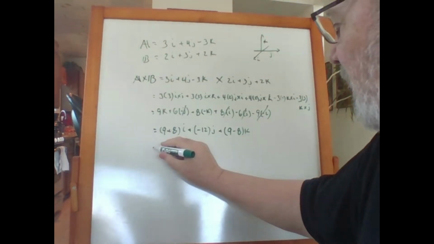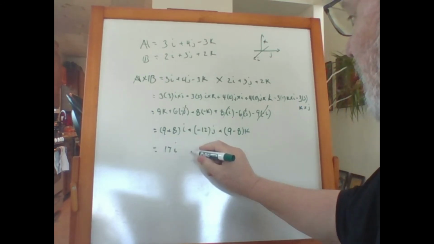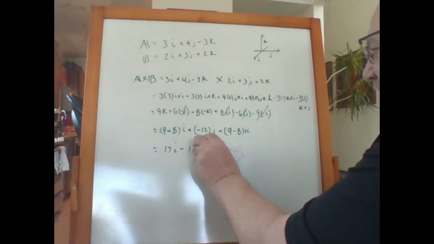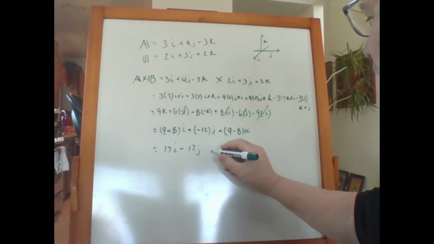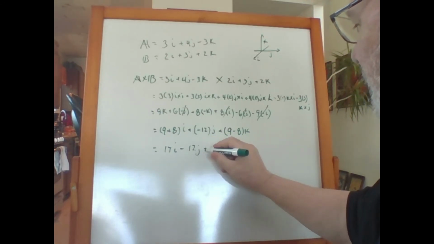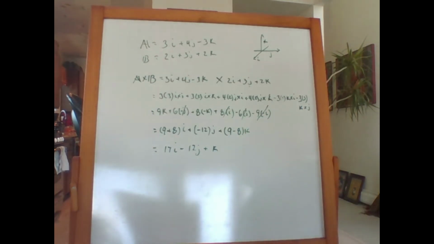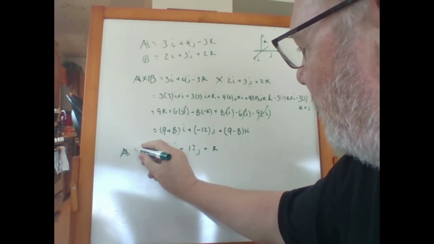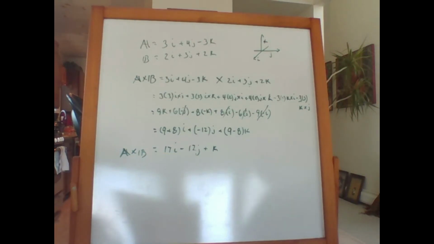And let's make this understandable. So that's 17i minus 12j. Whoops, I wrote another i, sorry. Minus 12j and plus k. That's our resulting vector. So that's how you do a cross product.